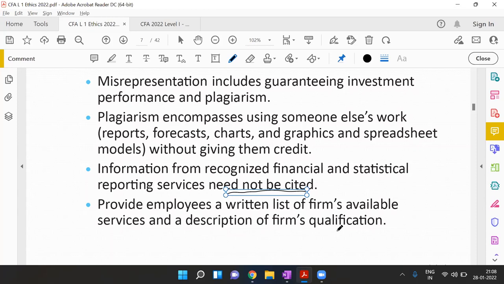In this case, it is the responsibility of the employer to give employees a written list of whatever services the firm is offering, right? And if you say, sir, I'll arrange it from somewhere, and if you're not mentioning what sort of arrangement you have with the insurance agent, are you getting something out of that deal? Then also it is a violation, right?